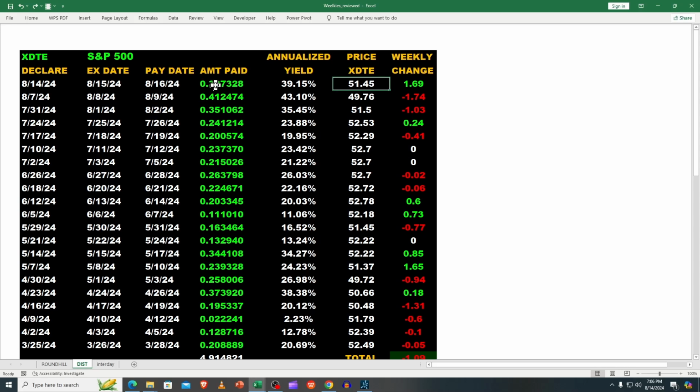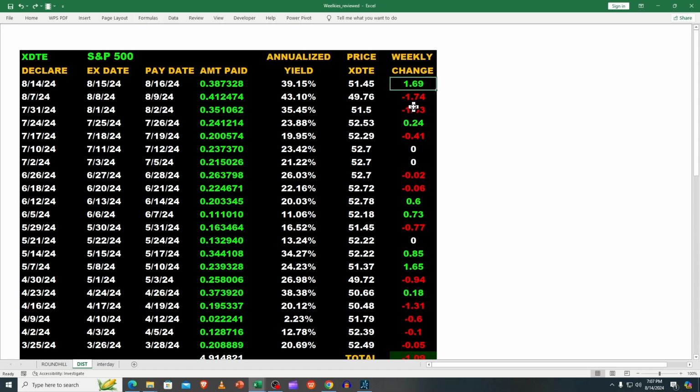So what is the latest payment? The latest payment is 38 cents, almost 39 cents, right? You always see these payments in 3, 4, 5, 6 decimals. So in order to calculate that, if you took that times 52 weeks, how much would you be getting paid? 39.15%. What's the current price, ending on 8/13, the day before, right?